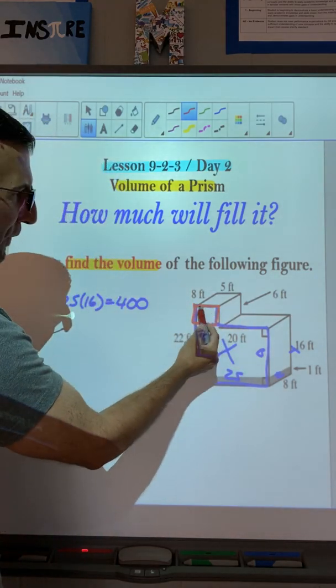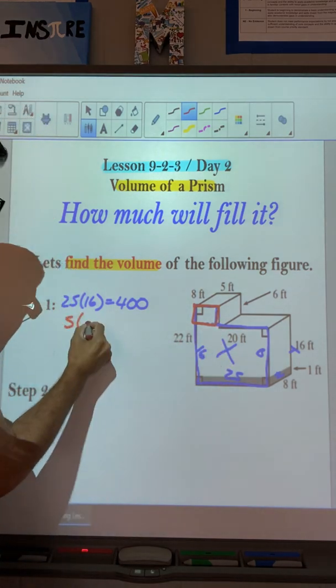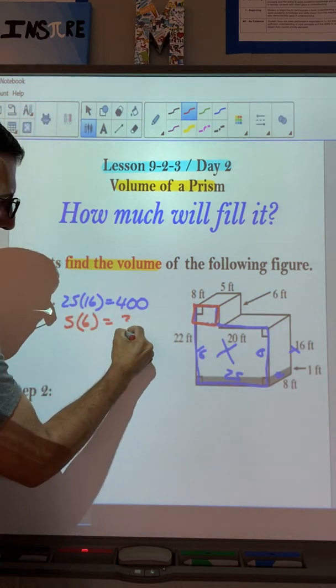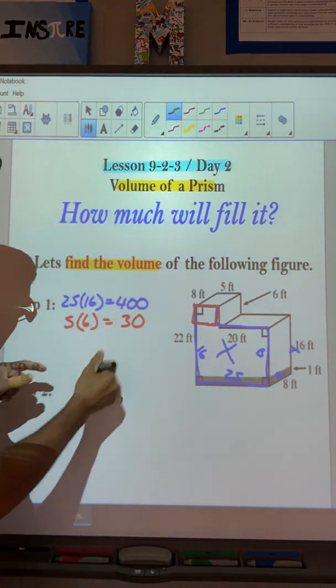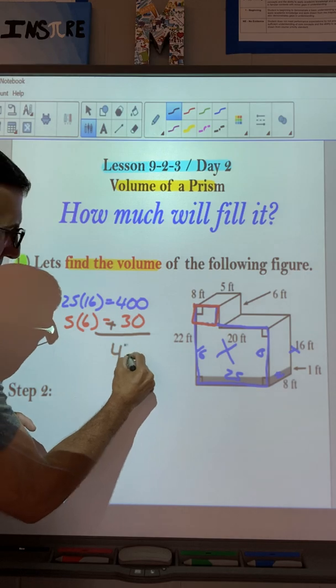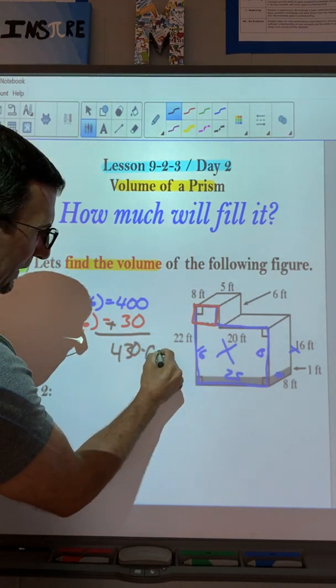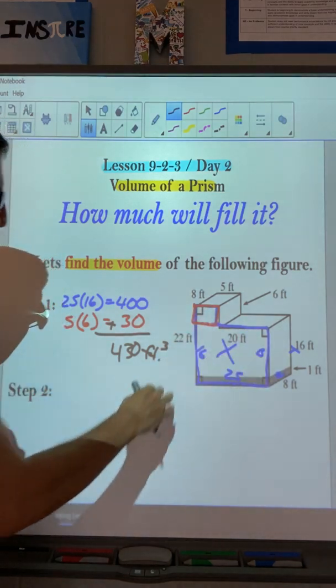Now we need this little square, which we already know is 5, and then times 6, which is 30. We add those two together. Okay, so you have 430 feet cubed. So that's this bottom layer.